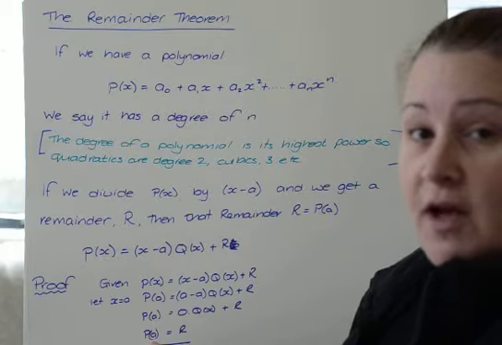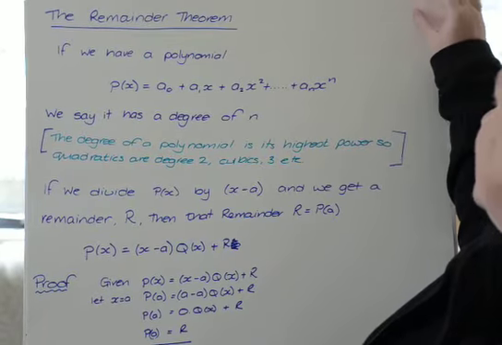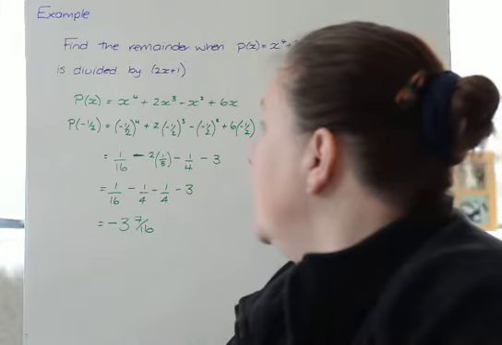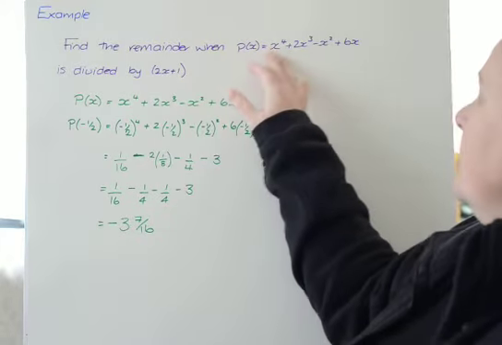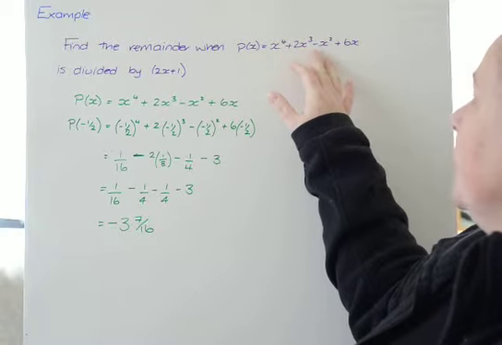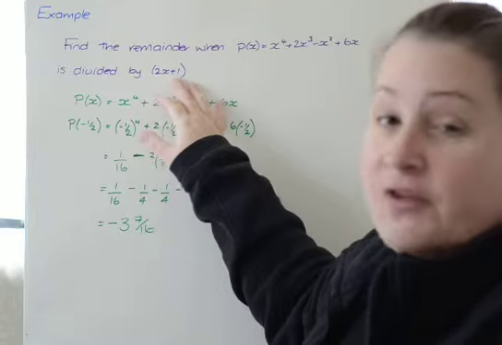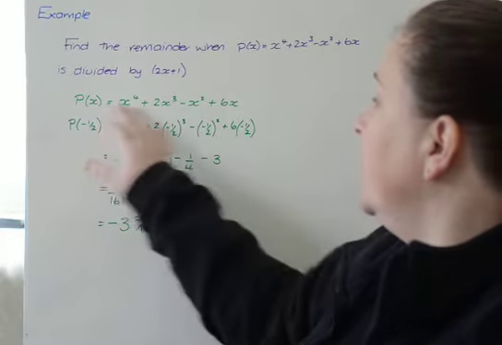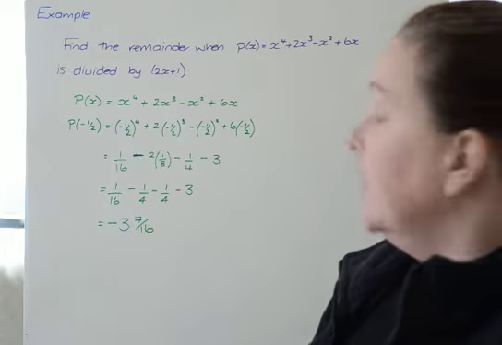substituted for a. So the best way to actually see this, because it's quite abstract, is to actually look at an example. And here's my example. So find the remainder when this polynomial, which is x to the 4 plus 2x cubed minus x squared plus 6x, is divided by 2x plus 1. So I need to put in the value of that.